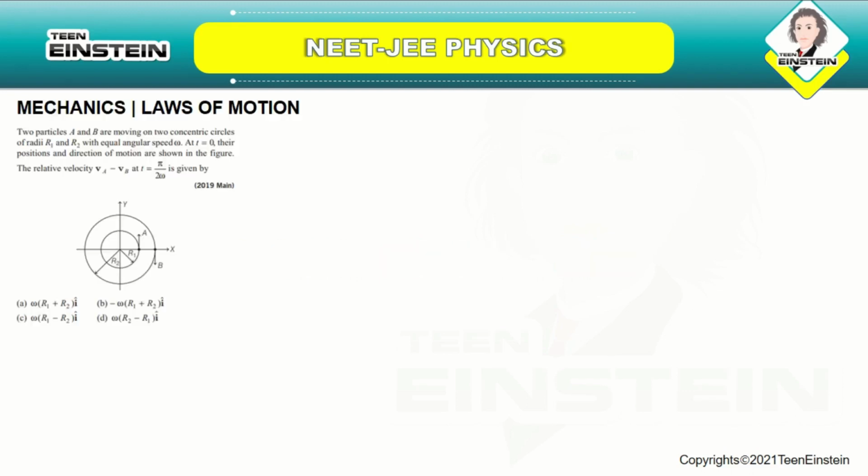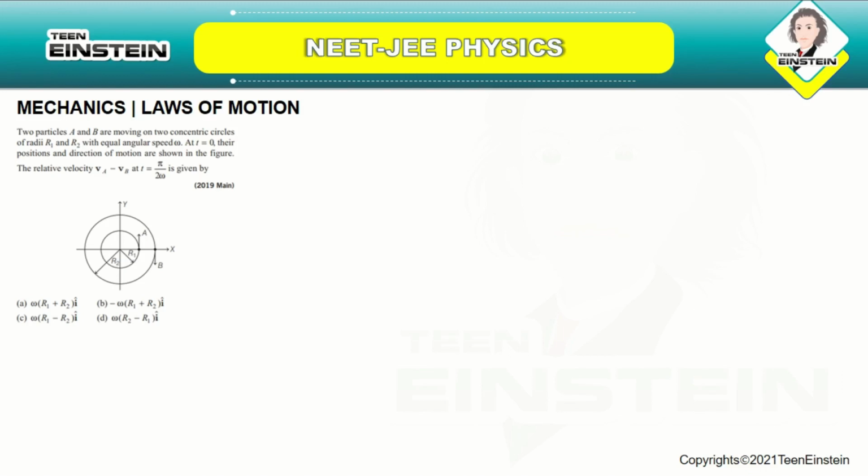So the first question is, two particles A and B are moving on two concentric circles of radii r1 and r2 with equal angular speed omega. At t equal to 0, their positions and direction of motion are shown in the figure. The relative velocity Va minus Vb at t is equal to pi by 2 omega is.